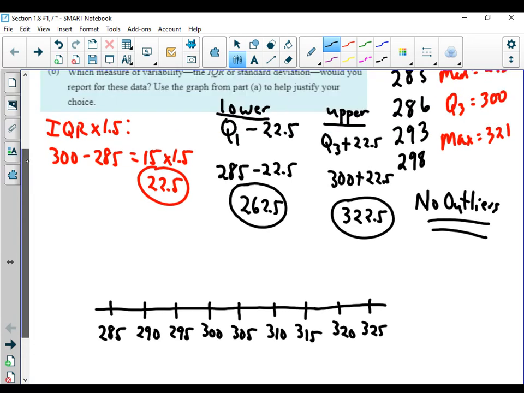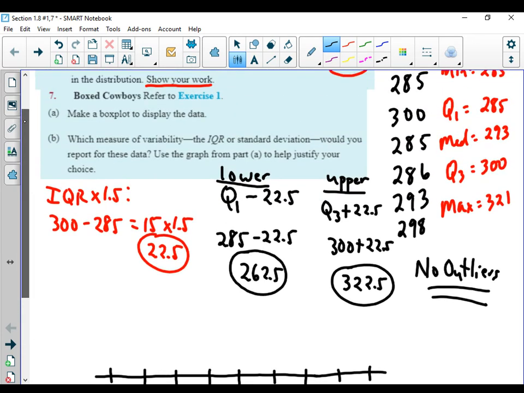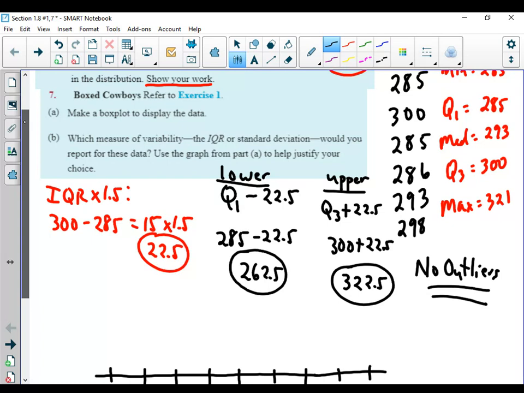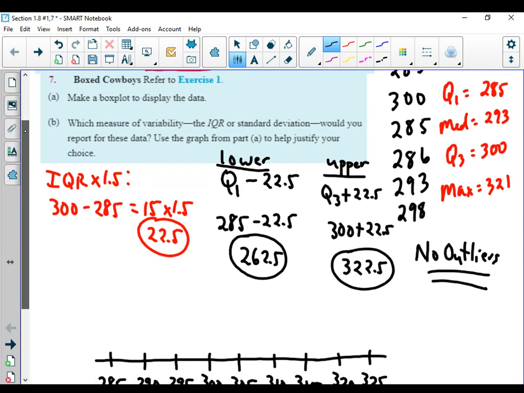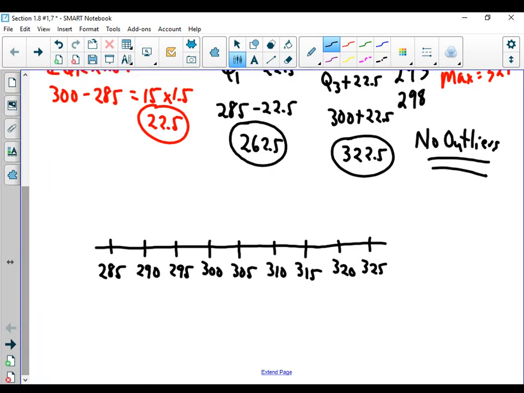All right, so the box of the box plot starts at Q1 and ends at Q3. So I'm going to start at 285 and I'm going to end at 300. And again, you don't have to write the numbers above it. I like to do that. 3, 4, 6, for example.